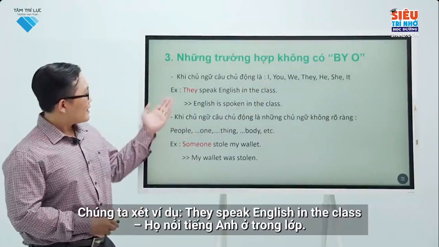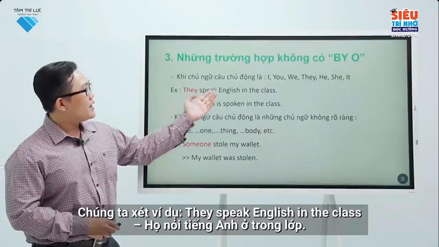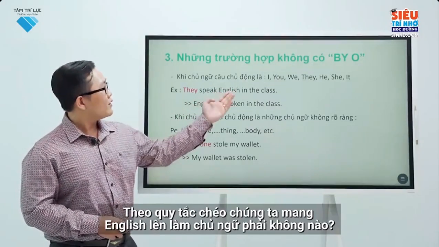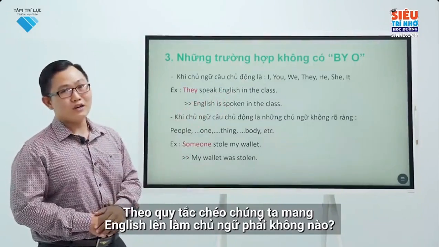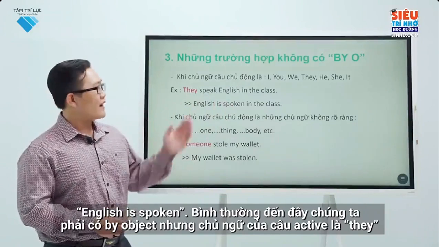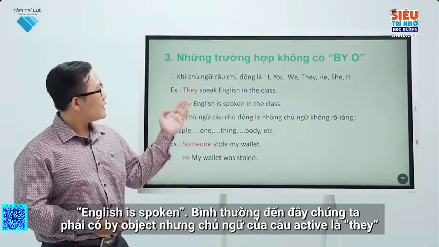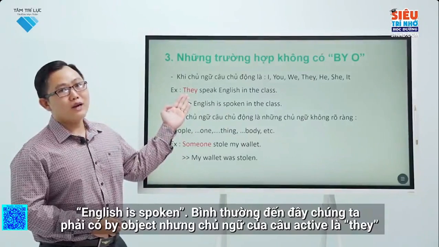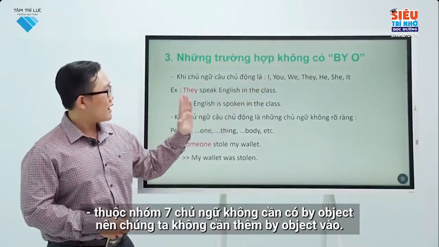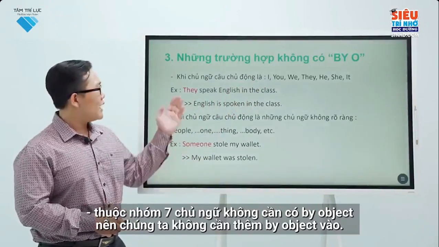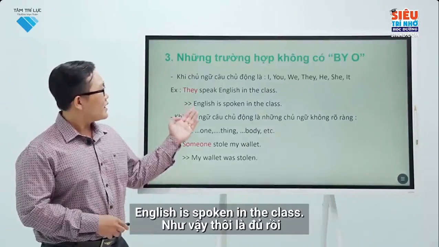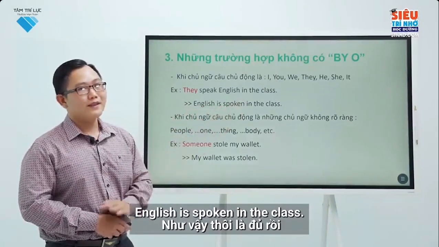Let's take an example. They speak English in the class. According to the cross rule, we take English to the front to become the subject, right? English is spoken. Normally here we have to have by object, but the subject of the active sentence is they. It belongs to a group of 7 subjects that do not need by object, so we don't need to add by object. English is spoken in the class. That's enough.